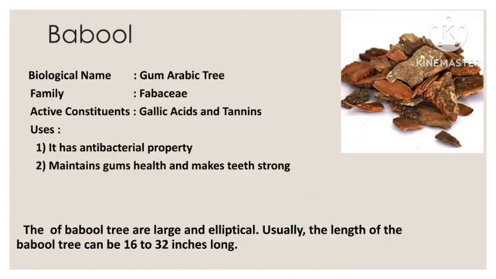Babool. The biological name of babool is gum arabic tree, belonging to family Fabaceae. The active constituents of babool are gallic acids and tannins. Uses. It has antibacterial property, maintains gum health and makes teeth strong. The babool tree leaves are large and elliptical. Usually the length can be 16 to 32 inches long.